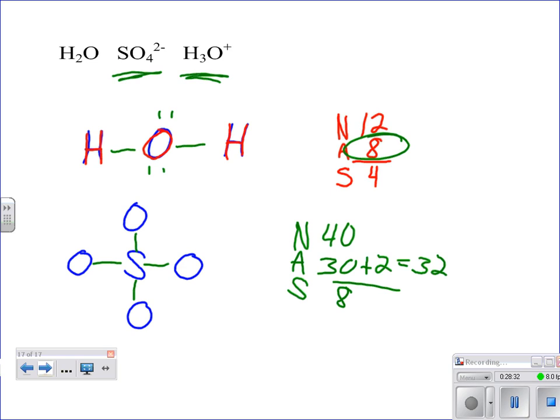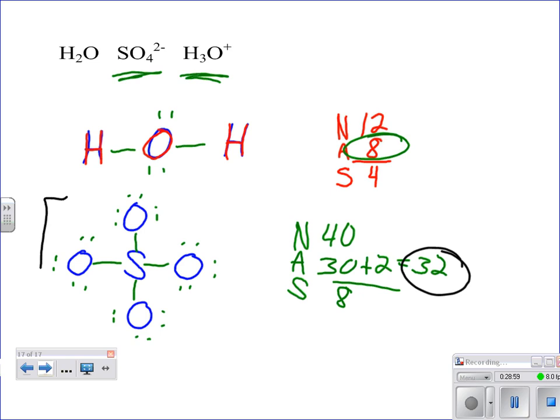So let's look at the sulfur. Does he want any more? Nope. What about the oxygens? How many lone pairs? 3. And when you add them all up, you would sit there and count 2, 4, 6, 8, 10, 12, 14, 16, 18, 20, 22, 24, 26, 28, 30, 32. Yay, we did it right.